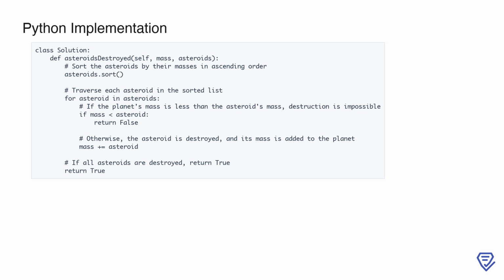This algorithm is efficient, with a time complexity of O(n log n) due to the sorting step, where n is the number of asteroids. The subsequent iteration through the sorted list is O(n), making the overall complexity O(n log n). The space complexity is O(1), since the algorithm sorts the input array in place and uses no additional data structures. This approach is optimal and ensures that the solution is both correct and efficient for inputs within the given constraints.